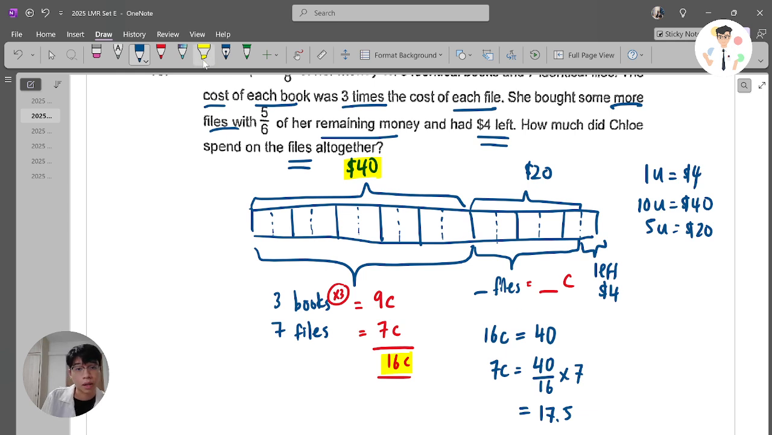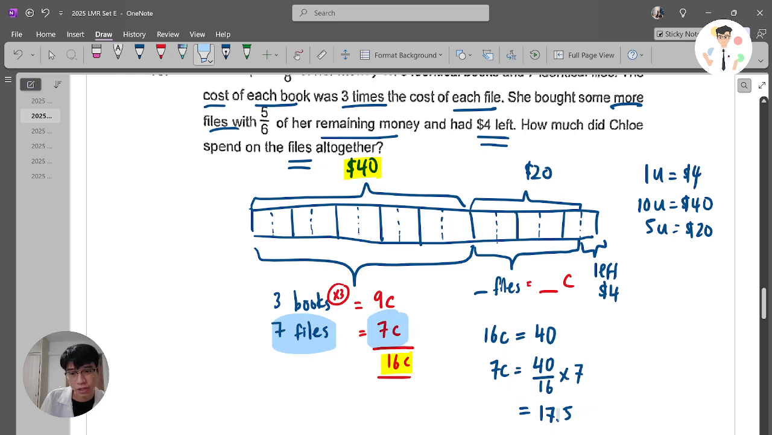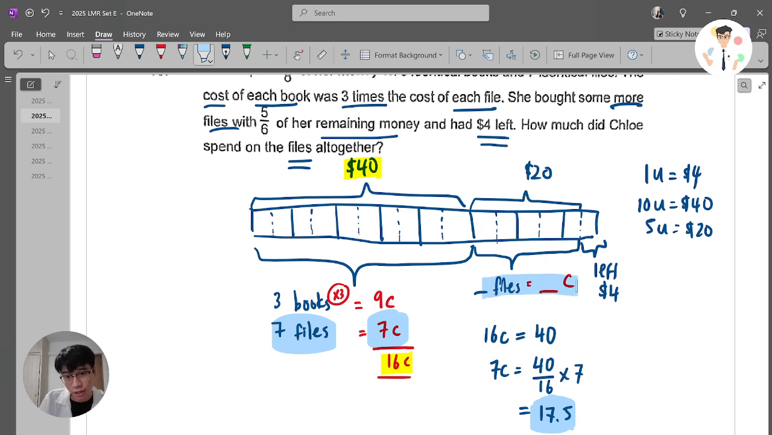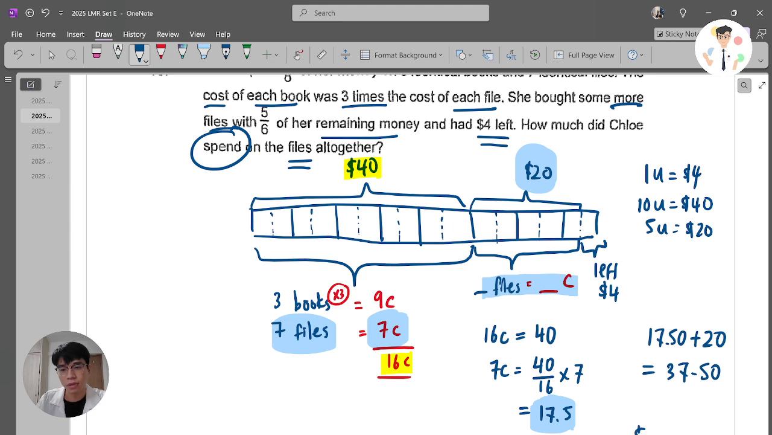Means that, let me just highlight very, very fast. We are ending this question. Means that these 7 files with 7C actually cost 17.5. And I know that this remaining 5 units, I buy some files, right? And I know it's $20 already. So means that the last step is to use 17.5 plus 20. Means that the total amount that she spent on files is actually 37.50. And yes, that's it, we are done. We didn't even find the files here, but it's fine because we already found the answer.